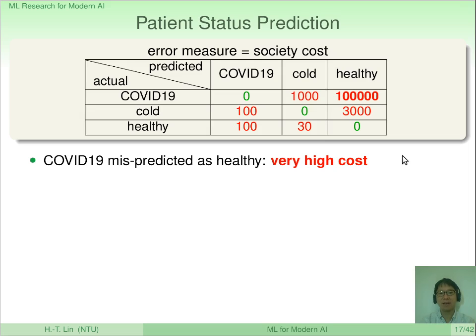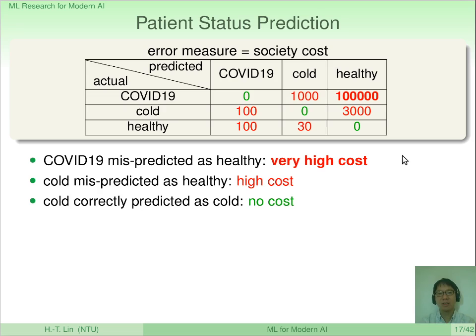Well, maybe not. If you think about it, if a patient is actually COVID-19 affected, but mispredicted by the computer, or maybe by a doctor, as healthy, the society pays a very high cost, as illustrated in the 100,000 entry in the table here. If the patient is actually cold affected but mispredicted as healthy, it's a big mistake, but arguably not as big as the previous one.